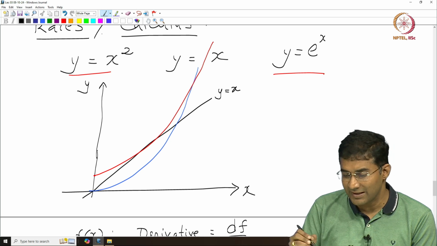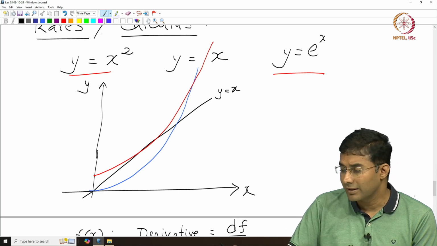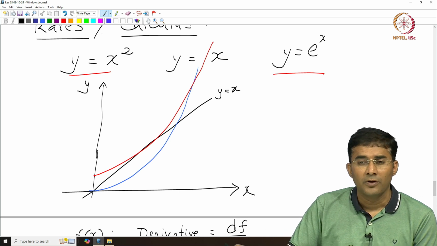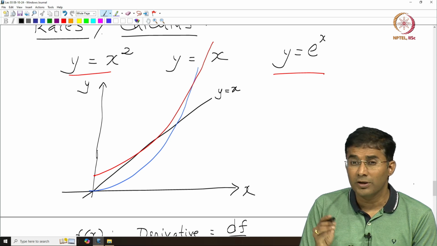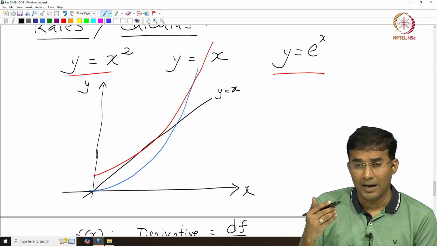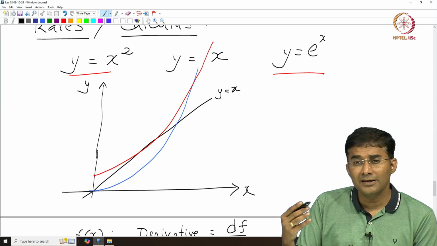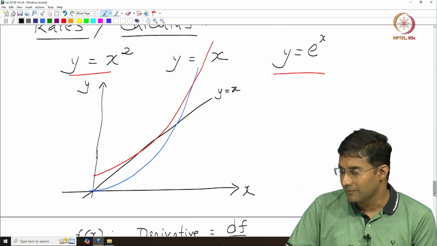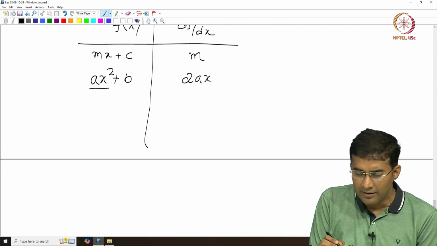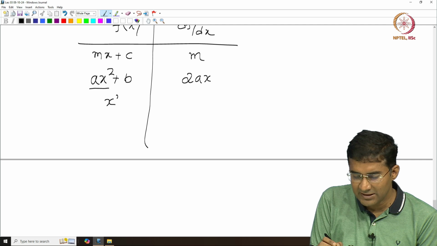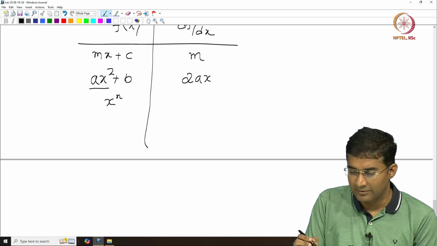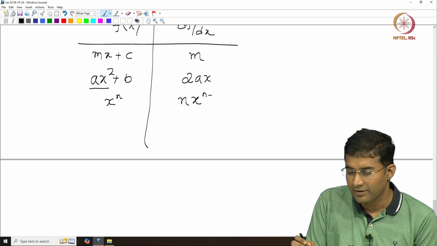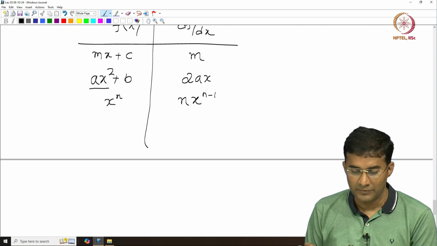As you increase x, the function is increasing more and more rapidly. Between 4 and 5 it increases rapidly, but between 9 and 10 it increases even more rapidly; that is the idea. And if we think more generally of x power n, then the derivative of that would be n x power n minus 1.